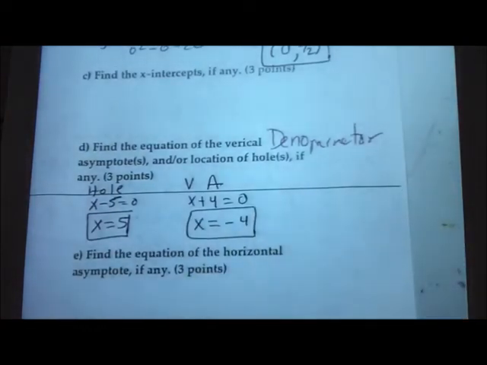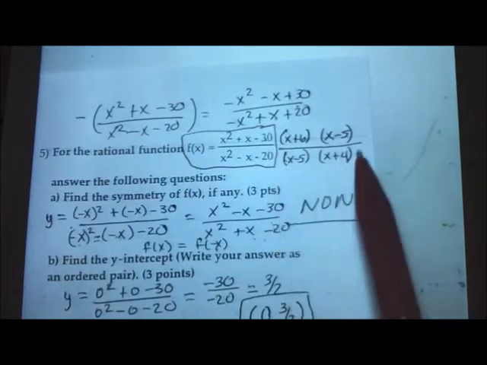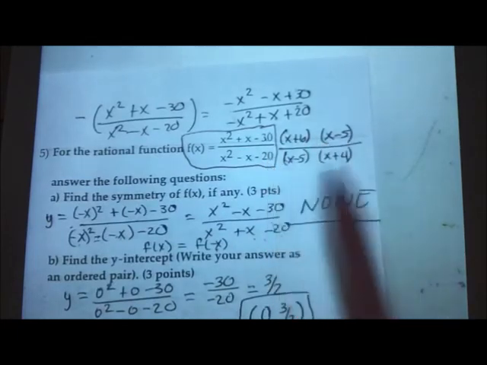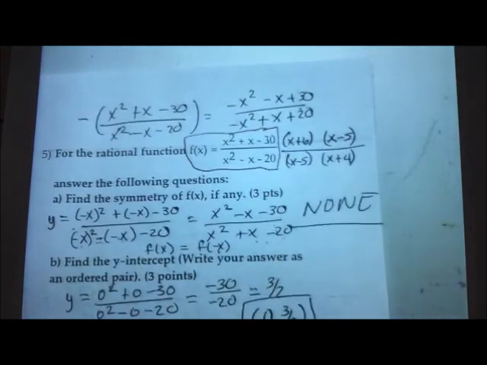Wait, where do you get that x plus 4 again? It only deals with your denominator. Vertical asymptotes deal with your denominator. Okay, are we good?